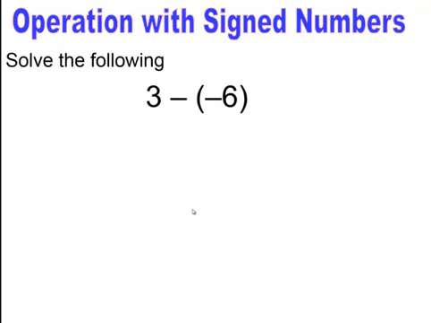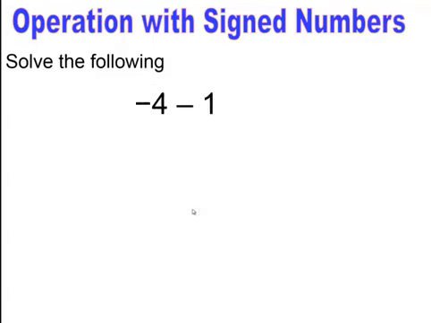Pause and try. So in this case, you see that it's a double negative. That double negative is going to change to a plus. And then you have 3 plus 6, so you end up with 9. Pause and try.